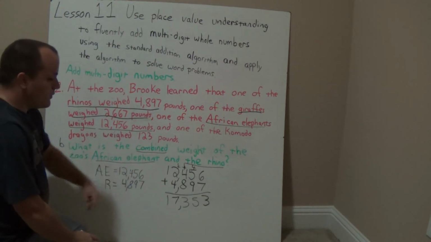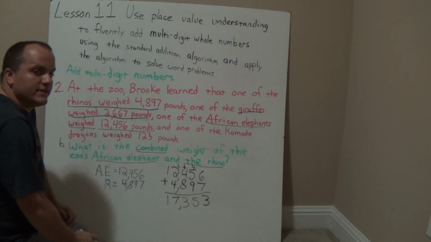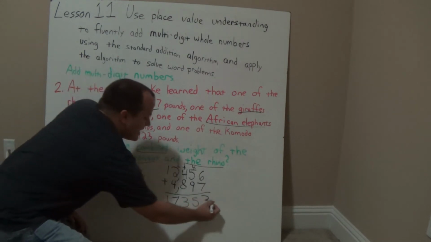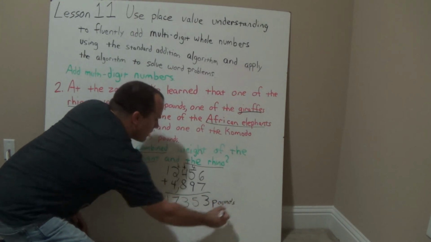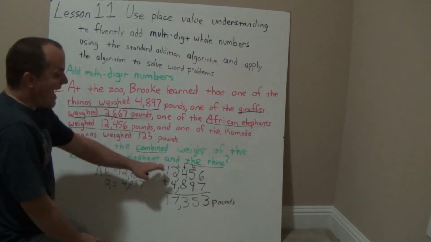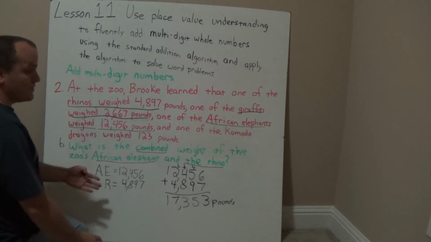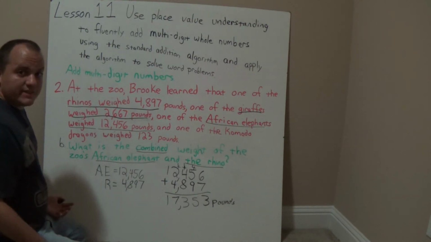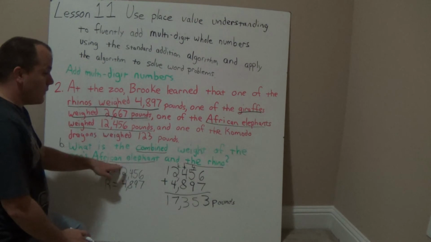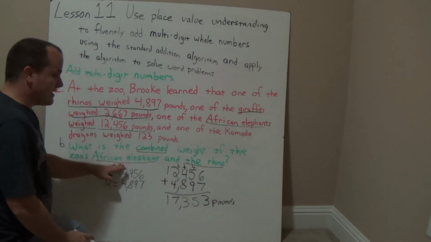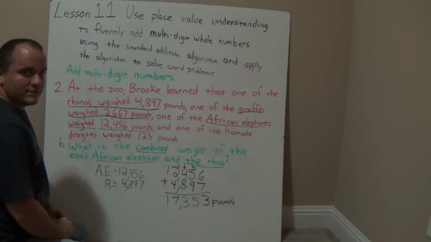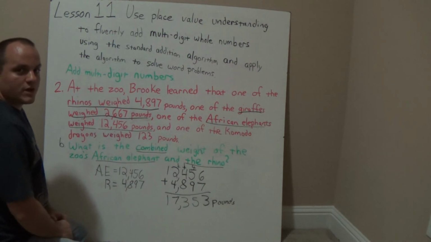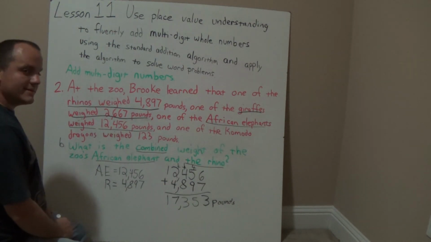So what does 17,353 stand for? It stands for pounds because we were looking for the weight of the African elephant and the rhino. So take a look at letter B. We solved it the same way as letter A, except this time we were looking at a different animal. We're looking at the African elephant, and this time the rhino with the African elephant. If you need to, rewind it and watch me resolve letter B. Go ahead and rewind it now. Otherwise, keep watching for question letter 2C.